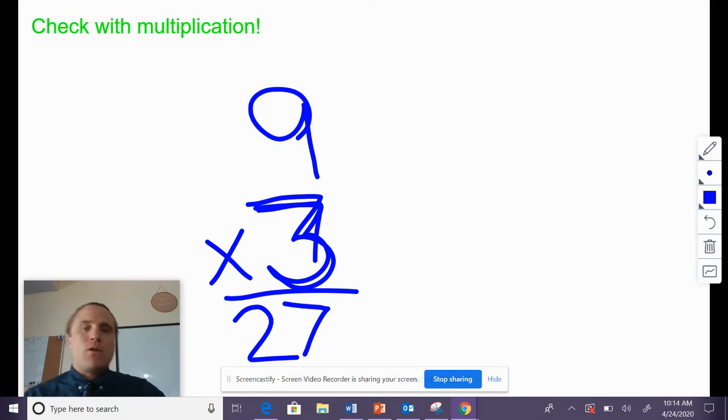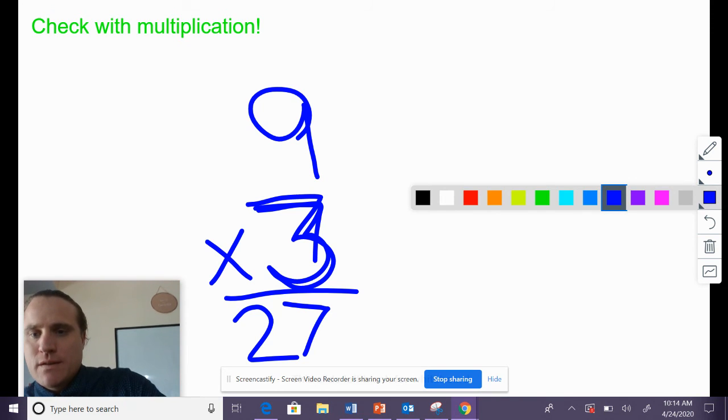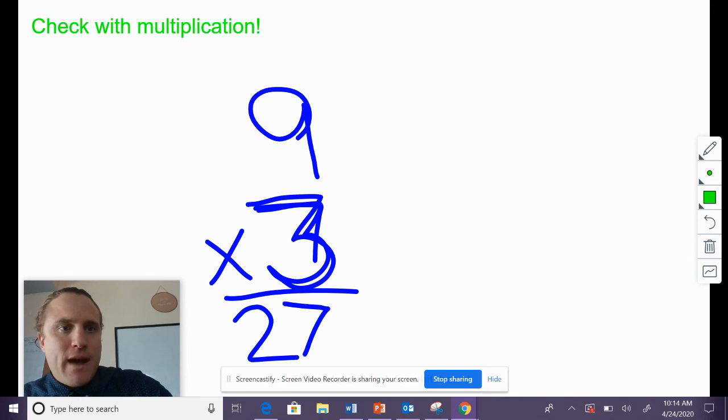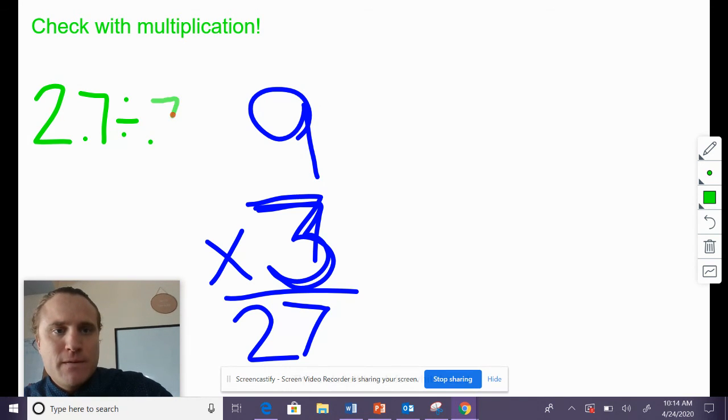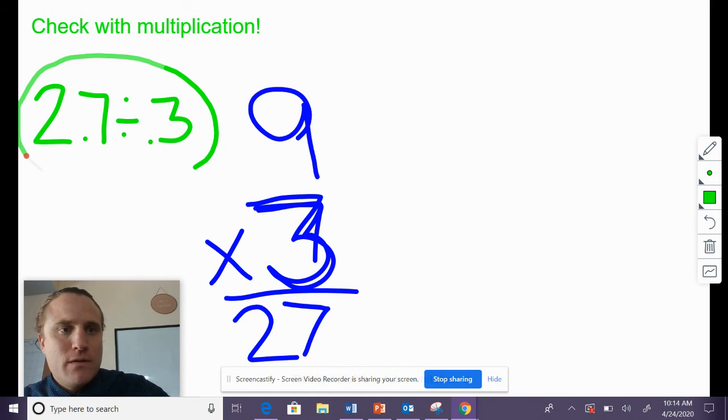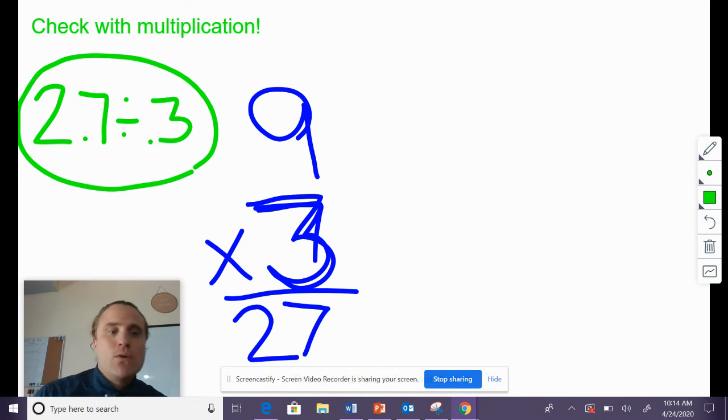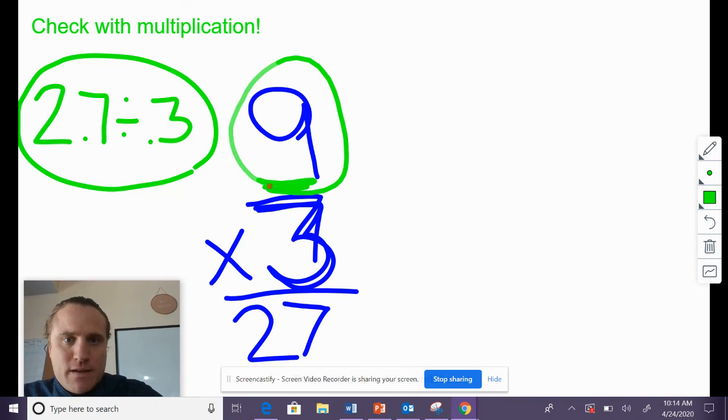If you remember, our original equation was how many times can 3/10 go into 2 7/10? That was the original equation. This answer of 9, this should be the correct solution.